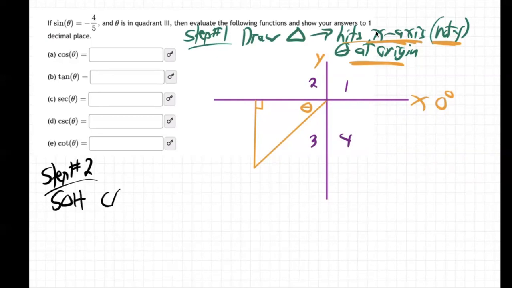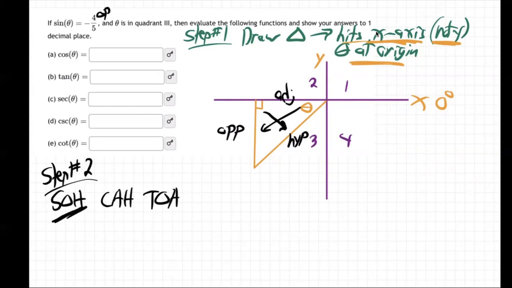So if that's the case, then step number 2, use SOHCAHTOA. So this is opposite of theta. This one here is the hypotenuse because it's across from the right angle. That means this side is adjacent. Okay, and then SOHCAHTOA, sine is opposite over hypotenuse. Opposite is -4. Hypotenuse is 5. So we're getting -4/5, opposite and hypotenuse. Okay, there's that 5 there.